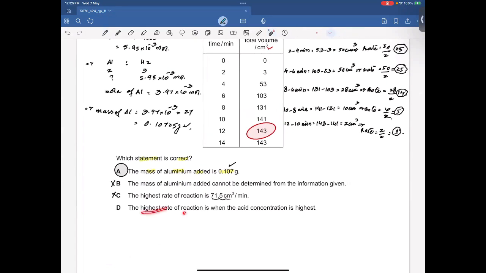Next: the highest rate of reaction is when acid concentration is highest. By the way, the highest rate of reaction is always at the initial rate, because initially the concentration is very high. As the concentration decreases with time, the rate of reaction also decreases.